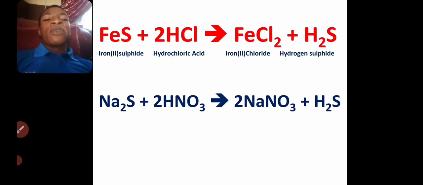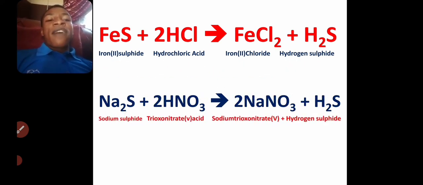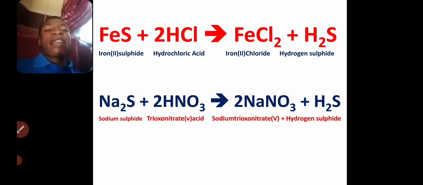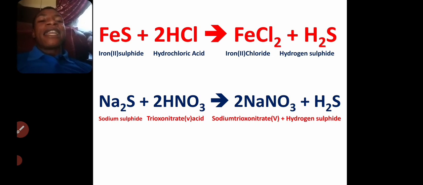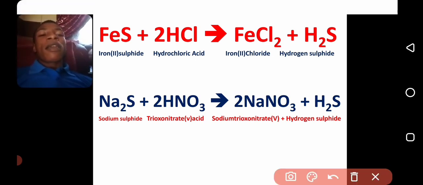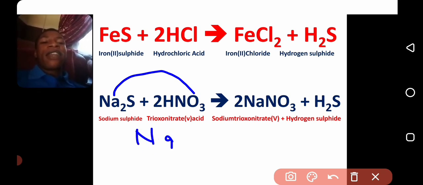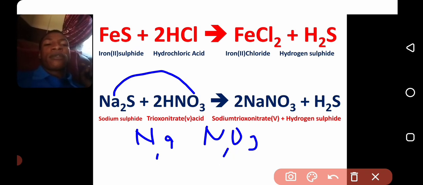Let's see another example here. Na2S plus HNO3. That's sodium sulfide plus trioxonitrate V acid, giving us sodium trioxonitrate V plus hydrogen sulfide. Let's see how we arrive at this product. It is very, very important for you to know how to arrive at the product. Na picks up NO3. Na valency is 1. NO3 valency is 1.